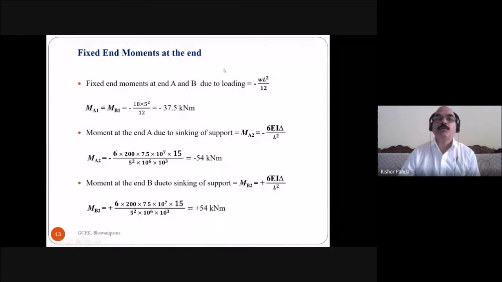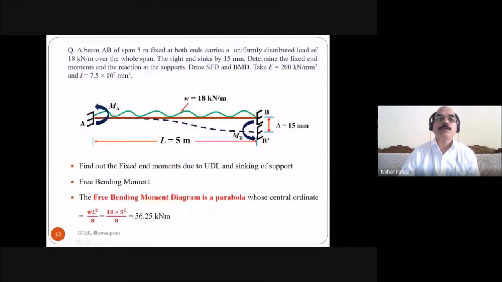When the UDL is present throughout the span, what is the fixed moment at the end? Minus WL square by 12. Already we have discussed this in the previous class. So the fixed moment at the end A and B due to loading is equal to minus WL square by 12. So MA1 is equal to MB1 is equal to minus 18 into 5 square by 12, which is equal to minus 37.5 kilonewton meter. So this is the moment at the end A and B due to the uniform distributed load.